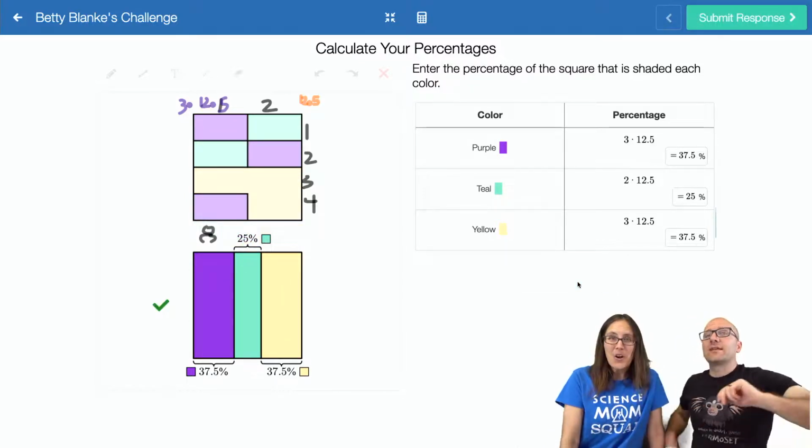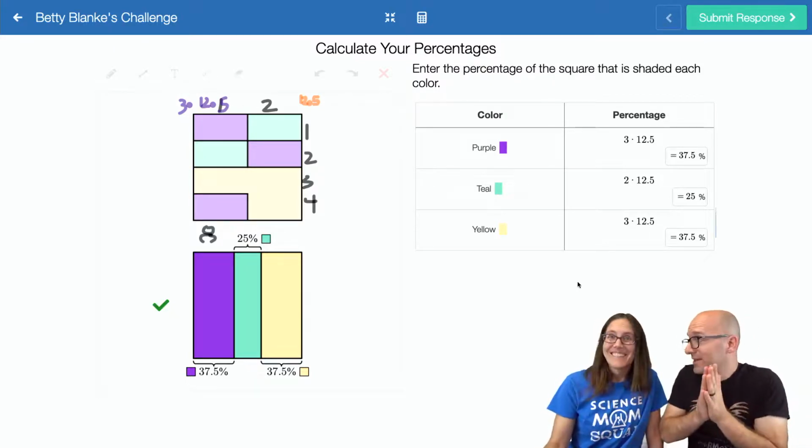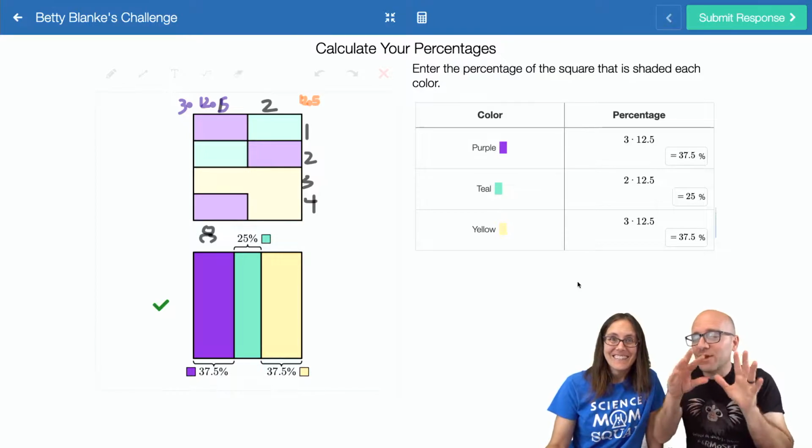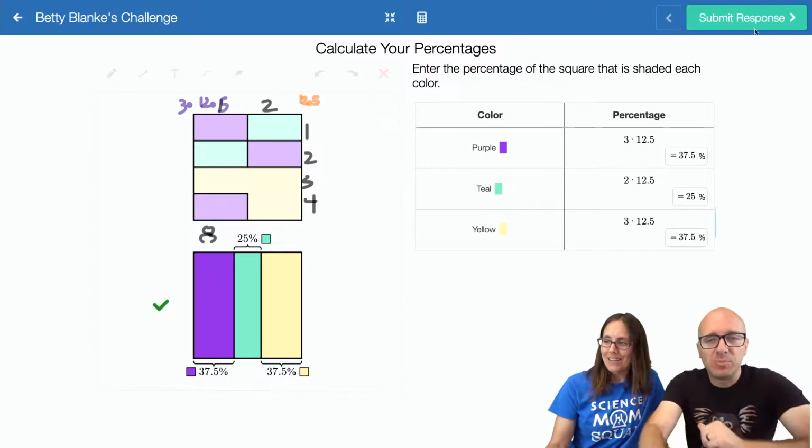It was. It looked like it would be easier than the others, but Betty was sneaky on us and picked some total number of rectangles that didn't go evenly into 100. So good question there. This was great. I liked this Betty one a lot.